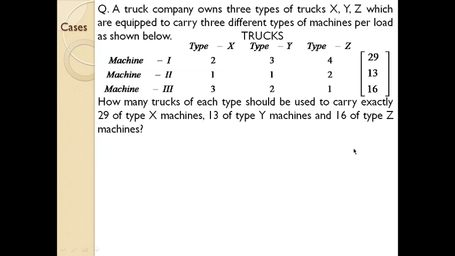Initially you may think that we have done the same question, or that the pattern or style of question has been dealt with previously. In that case, you were multiplying these two matrices. This will be taken as one matrix, and this will be taken as the second matrix, and we have been dealing with multiplication. But that method doesn't work here, because here the total capacity is already given: 29, 13, and 16. You need to find exactly the per unit capacity of X, Y, and Z.